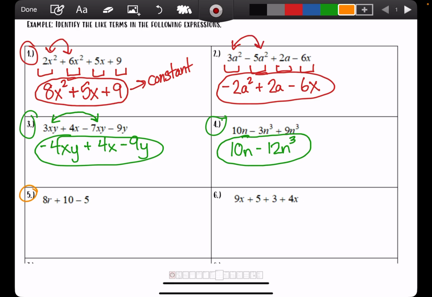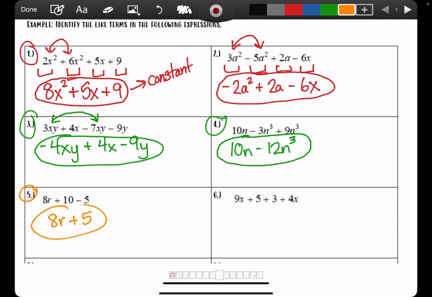All right, let's go to the last two examples. Number 5. We've got 8r plus 10 plus negative 5. This one's a little different because we have two constants. In other words, we have two numbers by themselves, 10 and 5. If you have two or more constants, those are considered like terms with each other because they're just numbers by themselves. They don't have a variable, so they're alike in that way.